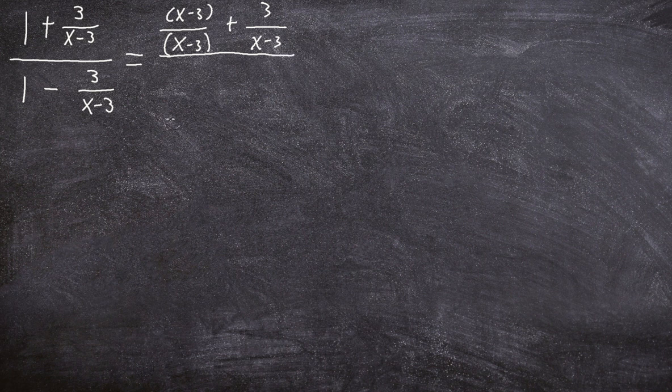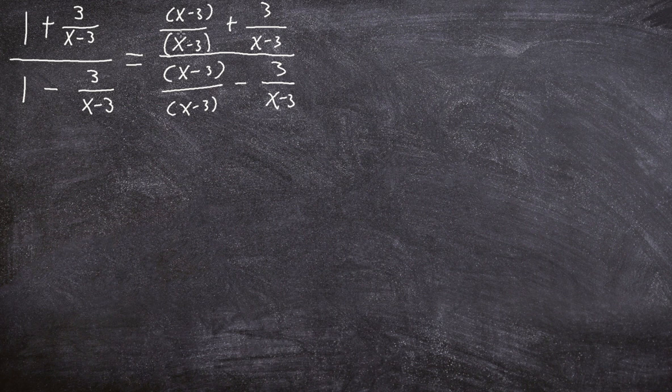Okay? Now I can do something very similar for the denominator. The LCD, I would argue, is also x minus 3 here. So I can make that one into x minus 3 over x minus 3, minus 3 over x minus 3. Okay. Let's see if we can't continue simplifying.